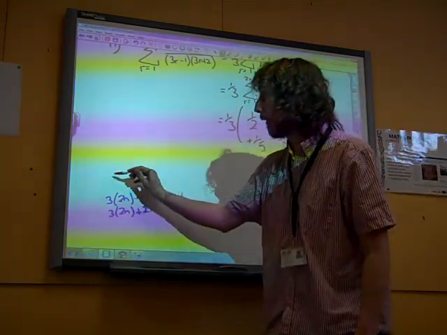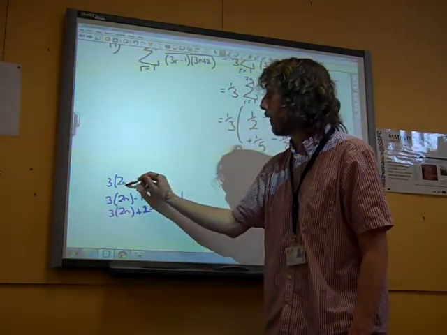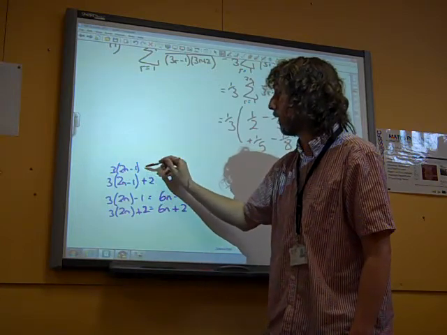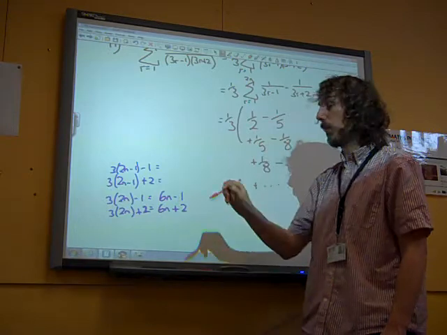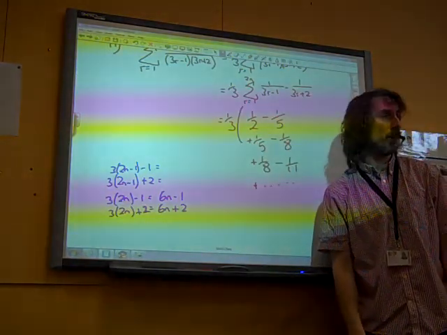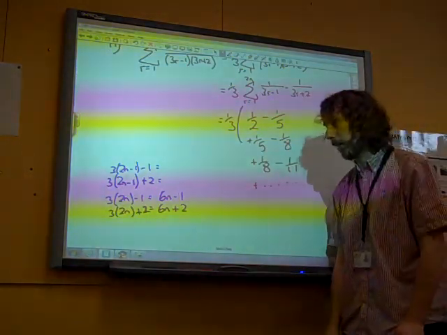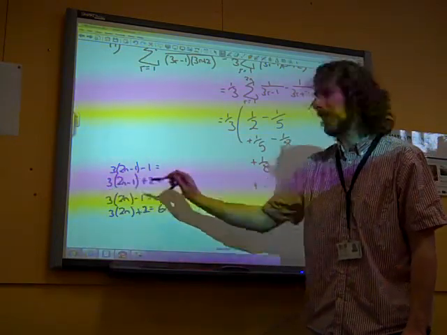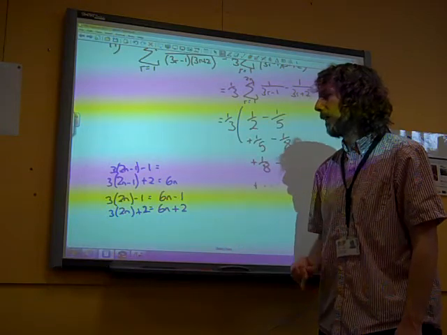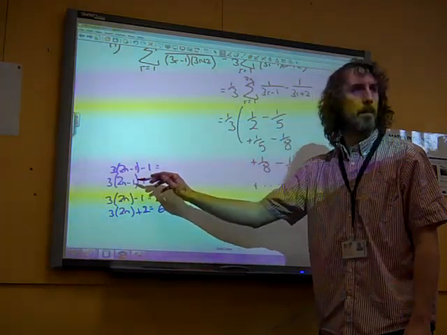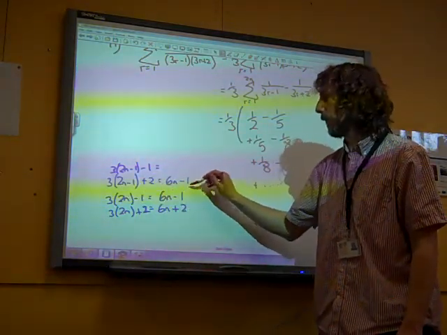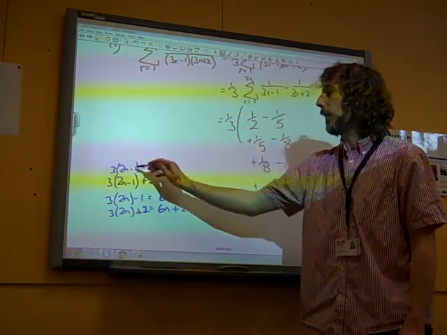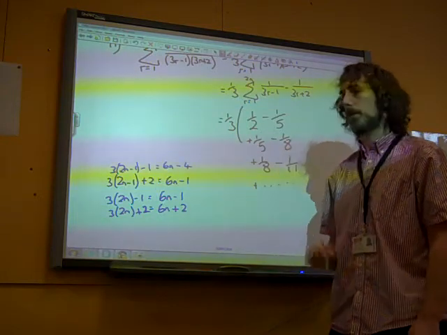Before that, we would have 3 lots of 2n minus 1 plus 2 and 3 lots of 2n minus 1 minus 1. I wouldn't normally do this, but I'm just doing it to be sure that I don't make any mistakes when I'm multiplying things out. So the terms before this are, what's that? That's 6n, and then we'd have a minus 3 plus 2, so we'd have a minus 1 there, and this would be 6n minus 3, take away another 3, so minus 4.